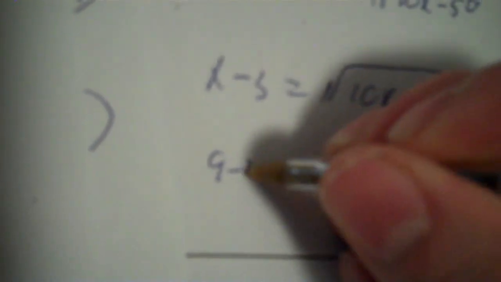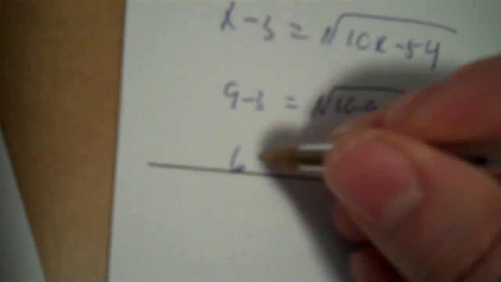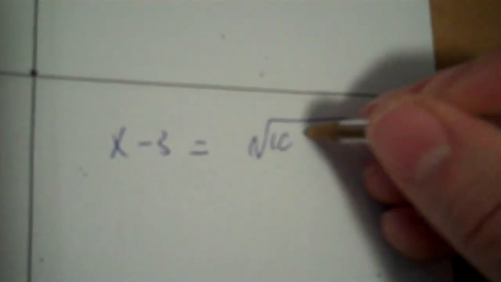So, I'm going to replace both my x's with 9, so that's going to be 9 minus 3. And then 10x is going to be 10 times 9 minus 54. So that's 6. Now 10 times 9 is 90, and then 90 minus 54 is 36. The square root of 36 is equal to 6, so 6 is equal to 6. Check. Okay. Now if you check your other answer, and put the 7 in, 7 minus 3, and then put the 7 in over there.